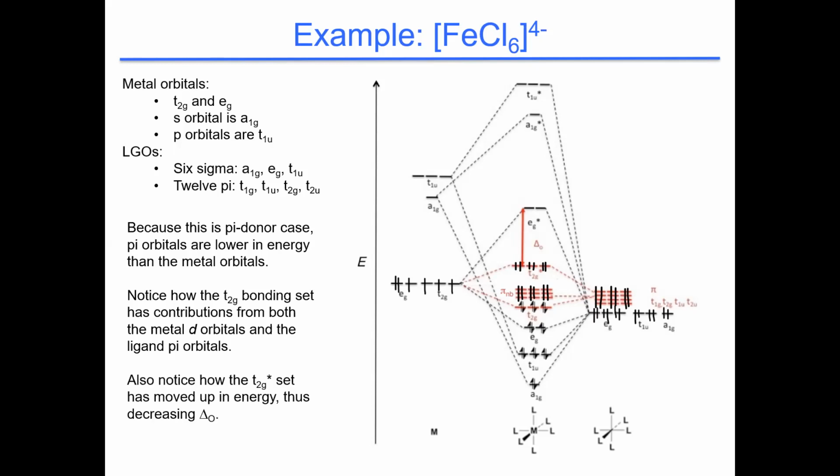And you should also notice how the T2G set has moved up in energy to become slightly anti-bonding due to this interaction with the pi donor ligands. So that is decreasing our delta octahedral.